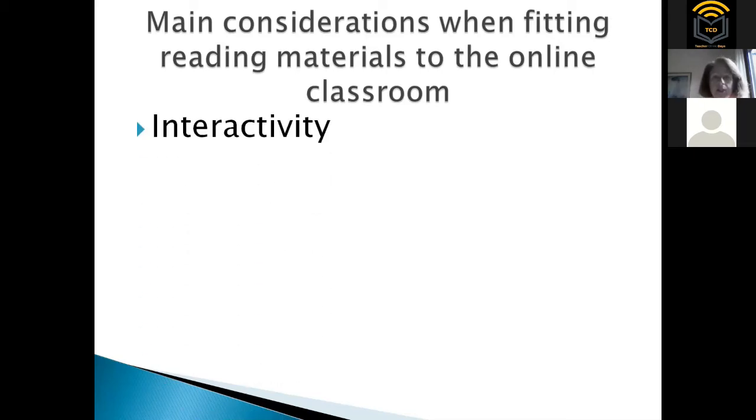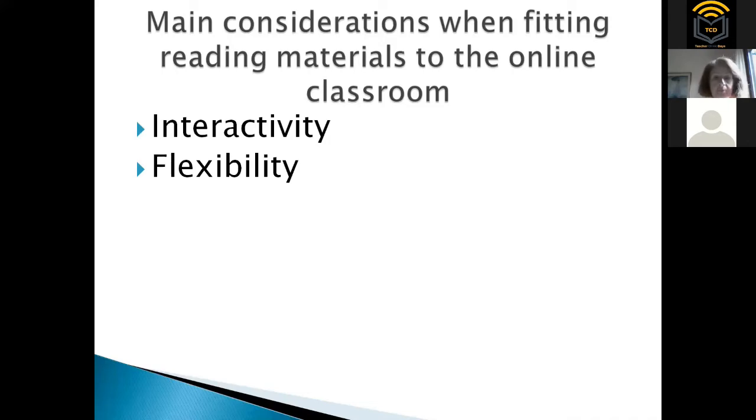So the main considerations, first of all, the interactivity. We said that interaction is quite different in the online classroom. So when we adopt the coursebook materials, the reading coursebook materials, we have to think to ourselves, what sort of chances am I going to give to my learners to use the language actively, get instant feedback, so interact not only with the teacher, but with their peers as well.